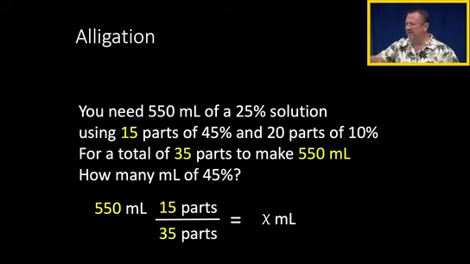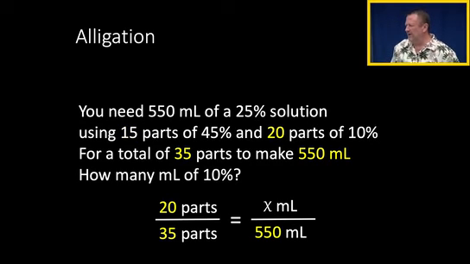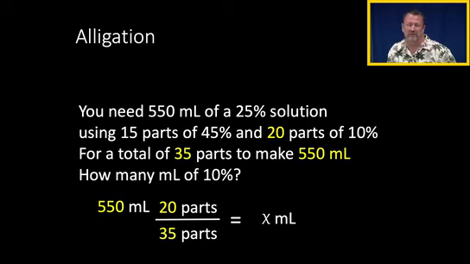And so we take 550 times 15 divided by 35. You guys can do that calculation. That's how many milliliters of the 45% solution that we'll need. All right. Then again, we need 20 parts. If 20 over 35 is the same as x over 550, and we take that 550 and move that to the numerator of the other side, take 550 times 20 divided by 35. That's the number of milliliters of the 10% that we need.